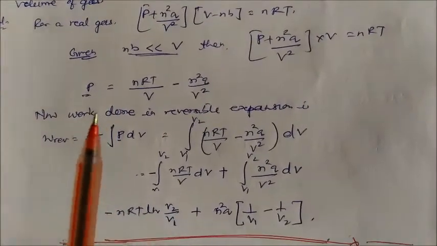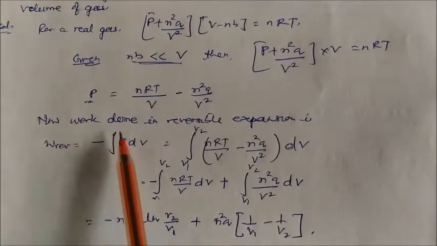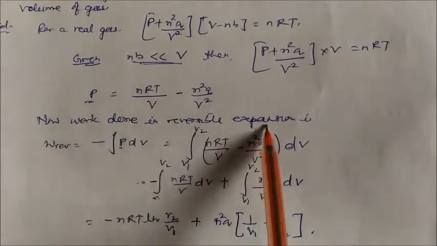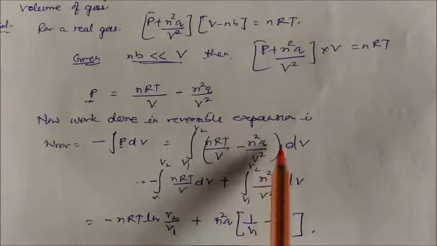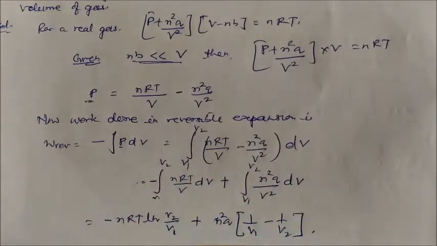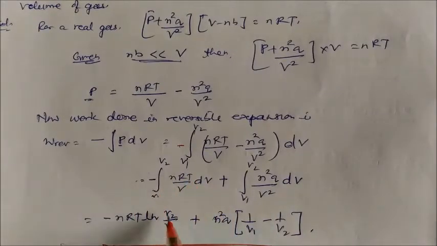Now work done in reversible expansion is the integral of P into dV. So write this P whole value inside this equation into dV. Now separate nRT by V into dV and this whole into dV. So this is minus, this is also minus, so minus becomes plus. This whole will be minus, this will be plus, and you will get this final equation. So work done in reversible expansion is actually this whole equation.